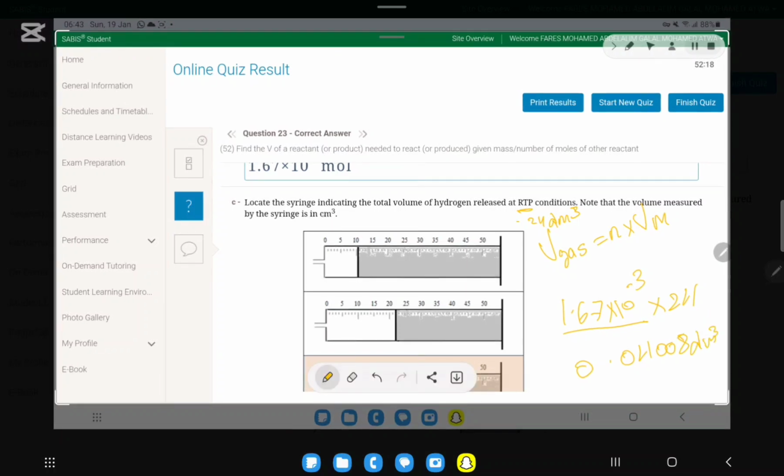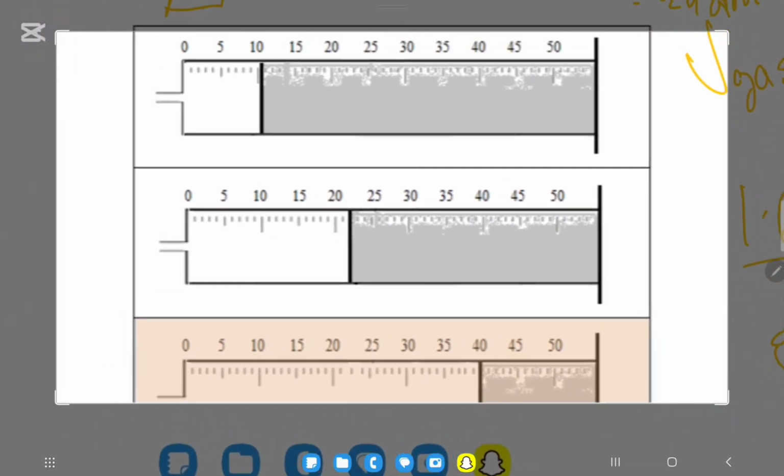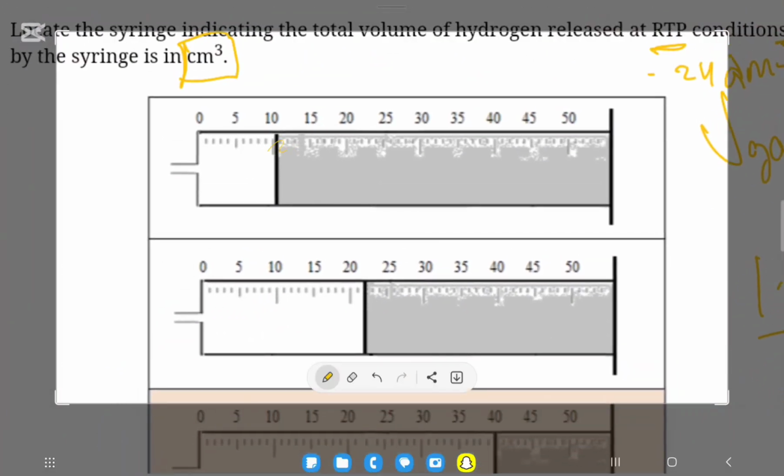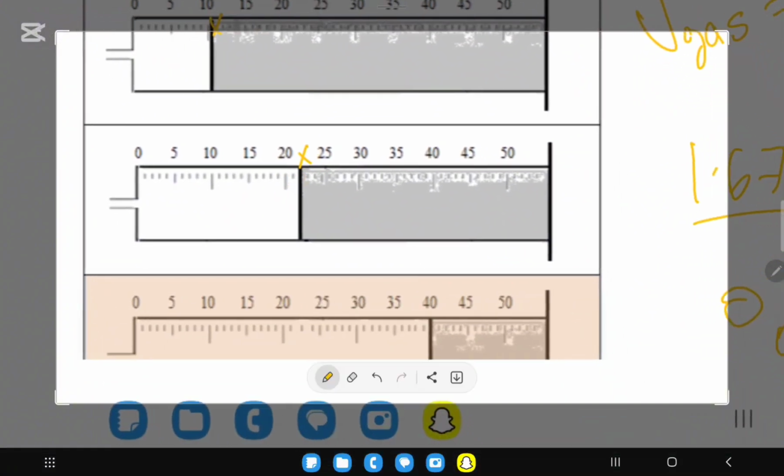Now they said here that it is in centimeters cubed, not decimeters. So you multiply by 1000. 0.04008 times 1000, you get 40.08. So the correct answer here, you choose the one for 40. This is 10, but this is wrong. This is 22, so this is wrong. And this is 40, so this is the correct one.